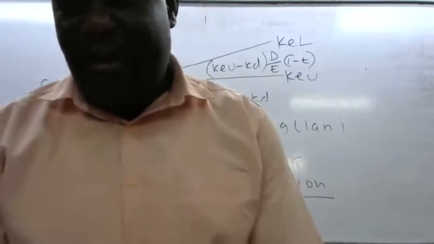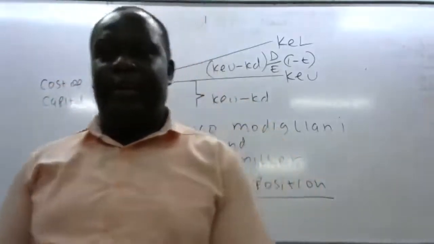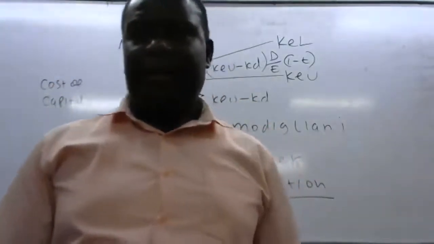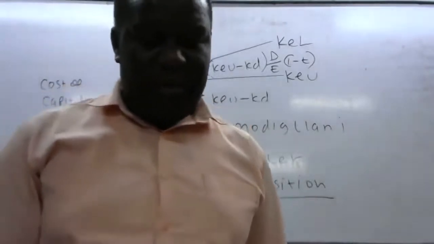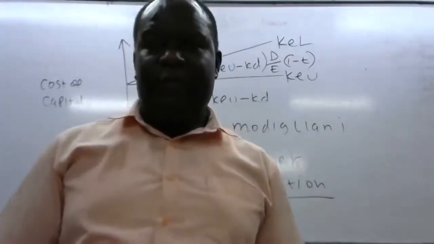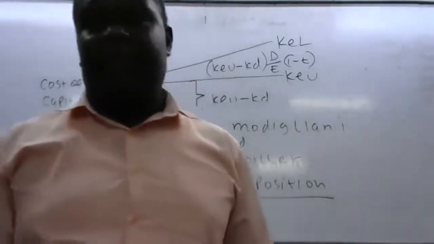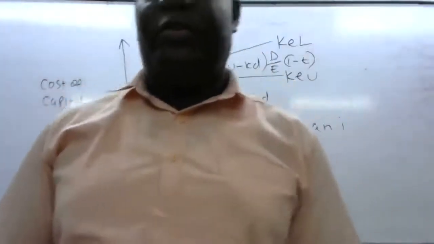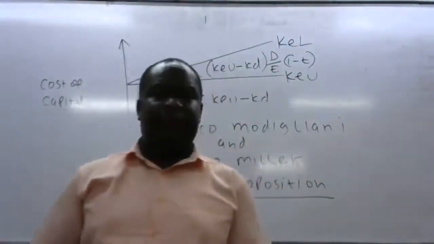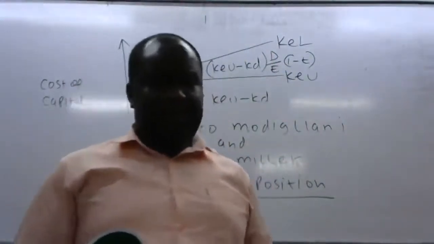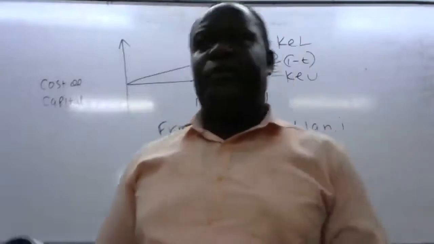So we now go to the Modigliani and Miller proposition. It is one of the theories that we shall be dealing with most when it comes to determining the value of the firm and also the WACC. So let us write something on the proposition.